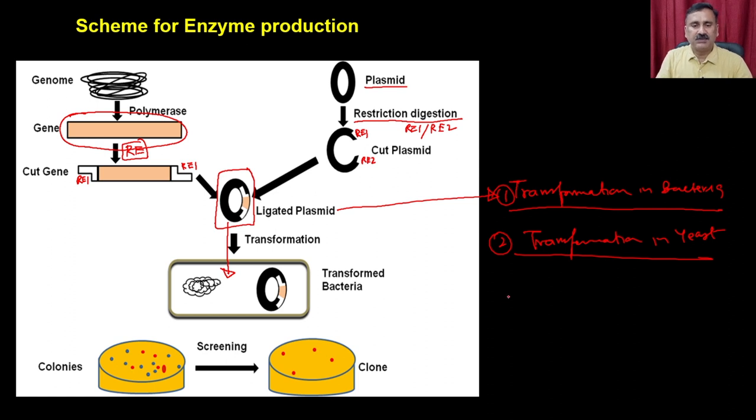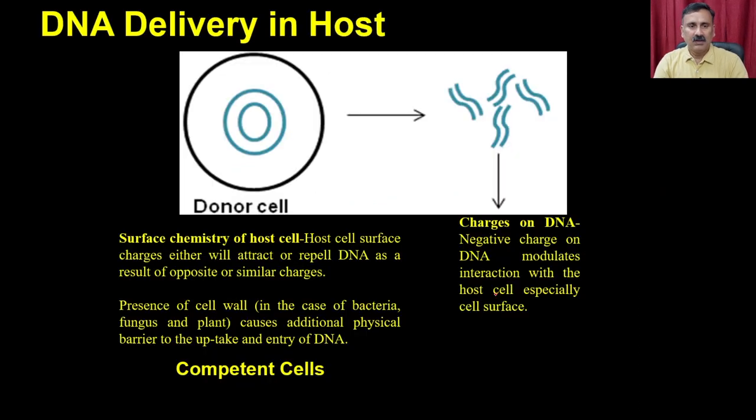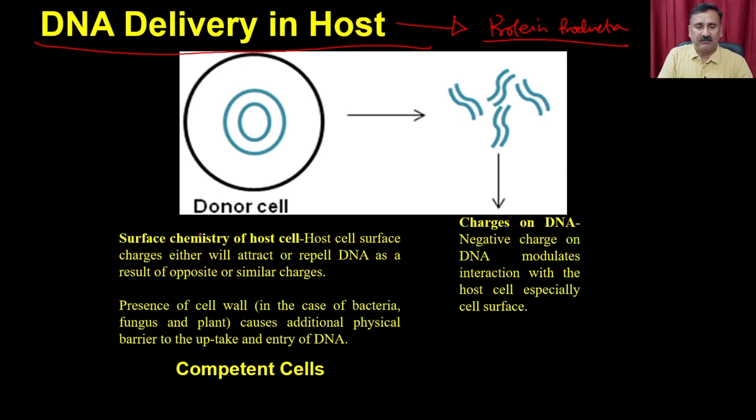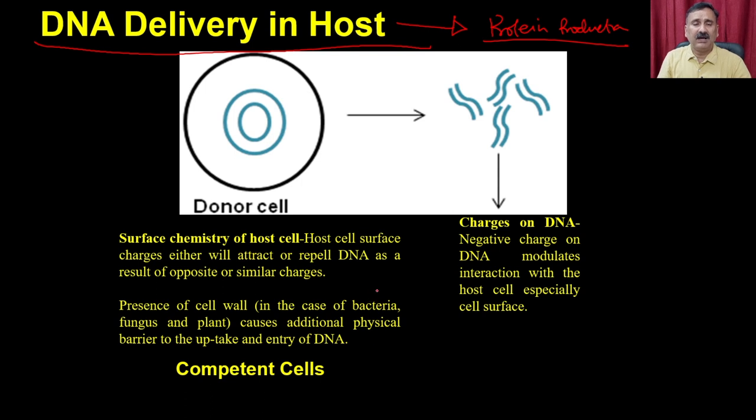Now, in today's lecture, we are going to discuss how you can deliver DNA into mammalian cells. As we discussed, DNA delivery into the host is very important for protein production, right? As you can recall, when we were discussing surface chemistry and other kinds of modulations that allow the cells to take up DNA, those modifications are not possible in the mammalian system, because first of all, mammalian cells do not have a cell wall, and the surface chemistry of the mammalian system is very, very complicated compared to the bacterial system. So in those cases, we have alternate approaches to deliver the DNA into the host.